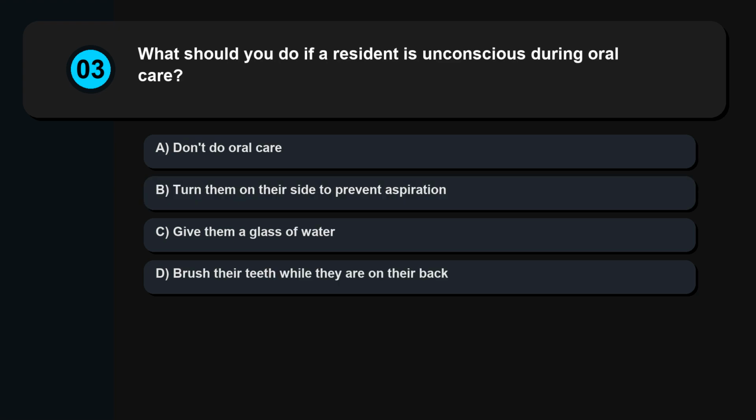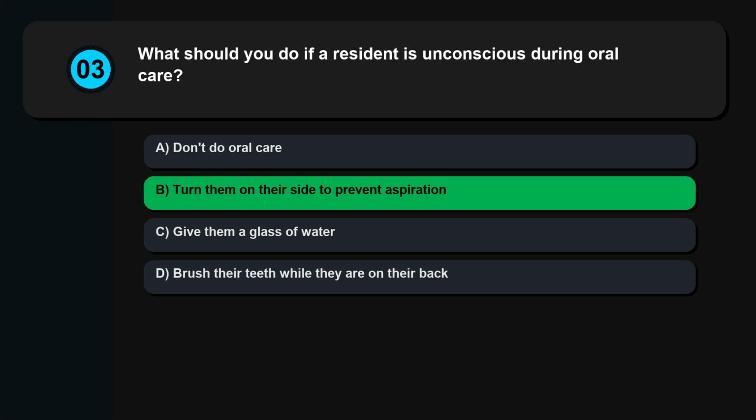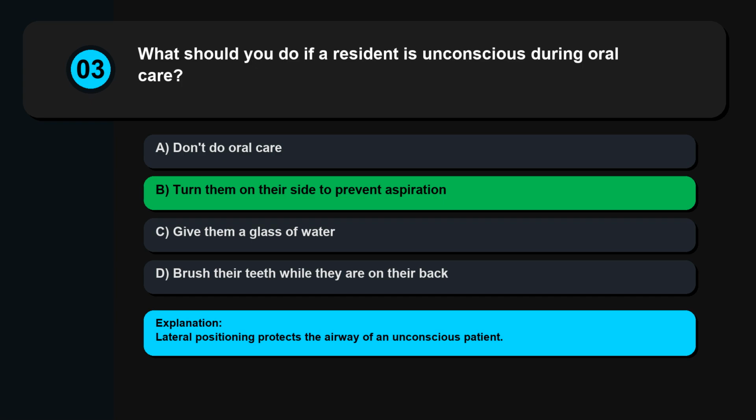Question 3. What should you do if a resident is unconscious during oral care? Don't do oral care. Turn them on their side to prevent aspiration. Give them a glass of water. Brush their teeth while they are on their back. Lateral positioning protects the airway of an unconscious patient.